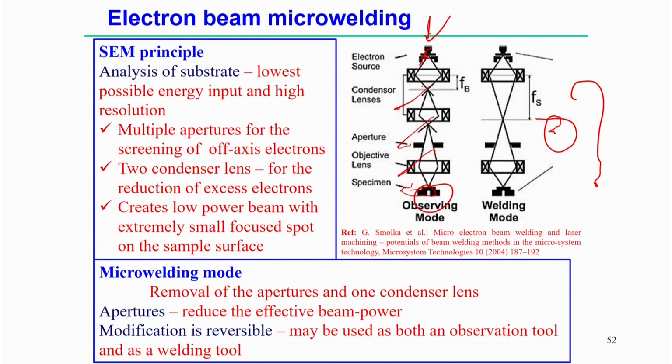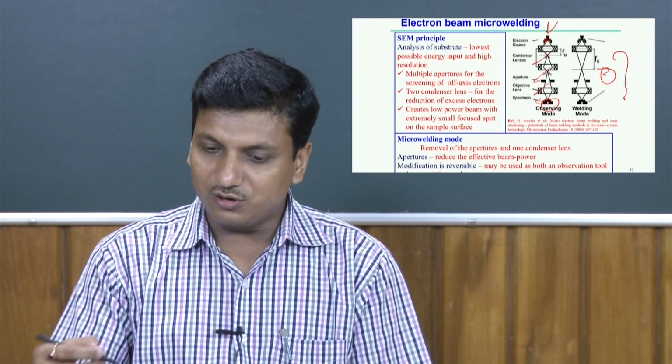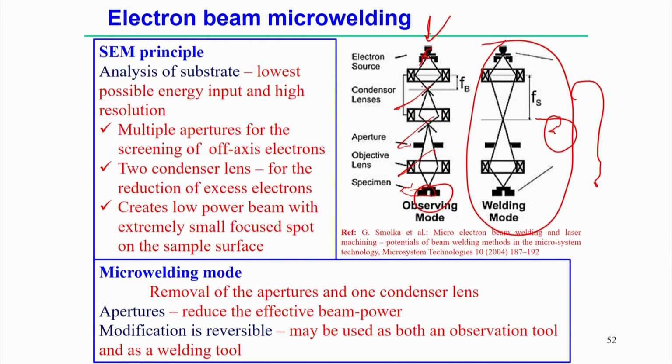The second modification is the removal of the condenser lens, so the excess electrons are not removed in this case. In this mode the same electron beam source can be used for micro welding application. The modification is reversible, in the sense that it can be used either as a scanning electron microscope or for micro welding application. That type of instrument is available in the market.